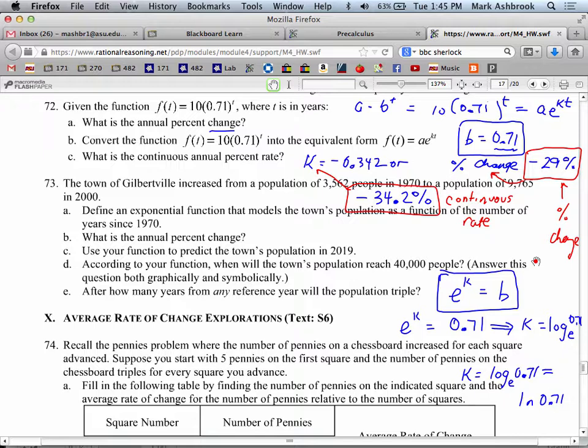Jaden. Yes, because e to the k is the same as b. And if you put it back in a times b to the t form, it's still going to be the same. So you're arguing through the calculations that they're the same. But are they the same pattern of decay?